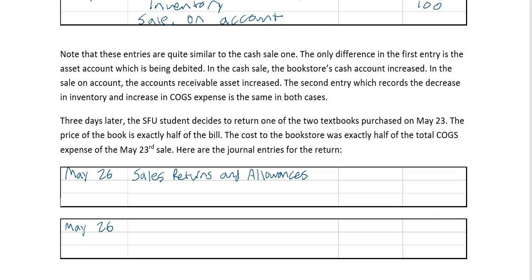So this is a good point to note that we do not debit sales revenue ever. Instead, the sales returns and discounts go into separate contra accounts. The credit will be accounts receivable.